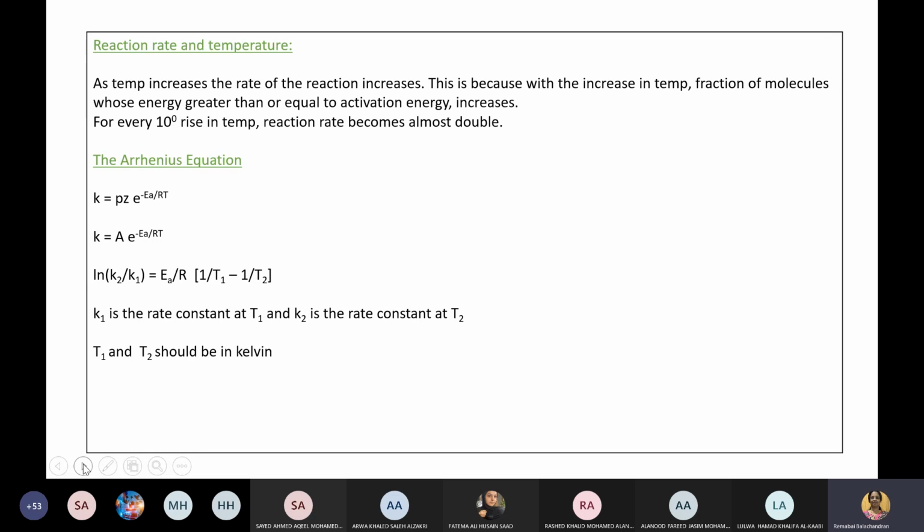Reaction rate and temperature. This is the last part of the topic. As temperature increases, did we do this last lecture? No, right? We did this one. Do you remember? K is equal to this. If you remove P and Z, you can see that K is equal to A e raised to minus Ea by RT.